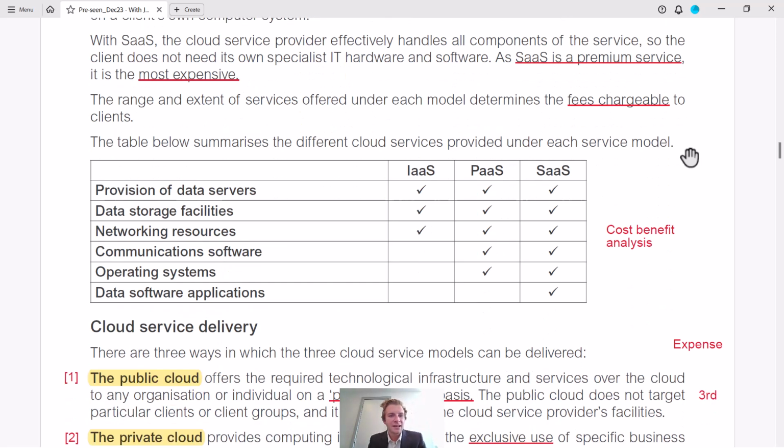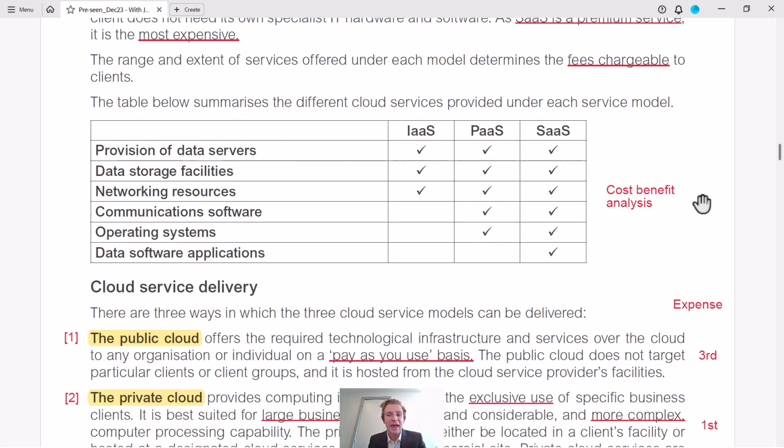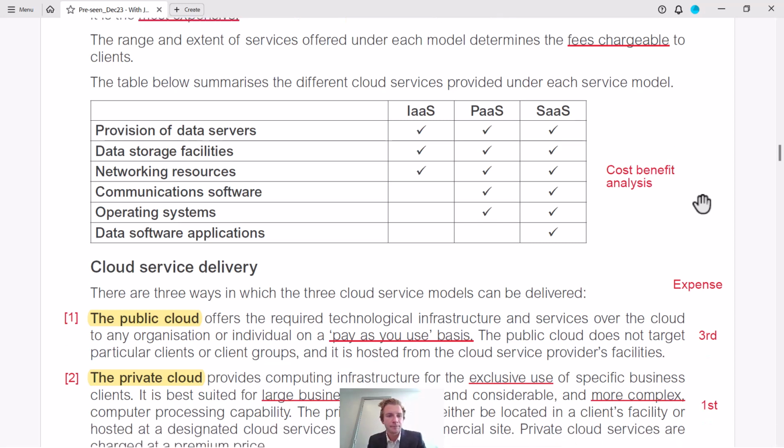And this is where a nice little breakdown of the table on there, cost benefit analysis for all you visual learners like I am. IaaS, as you can see on the left hand side, that is where it's got the basics. Then you have the slightly upgraded PaaS, which is more about the communication, the operating systems. And then finally the SaaS, as we said, ranked number 1, the data software applications is the key feature, which they're willing to pay more at a premium service.